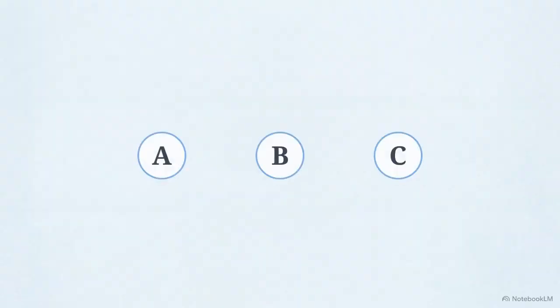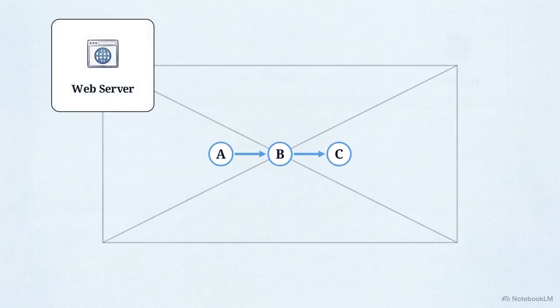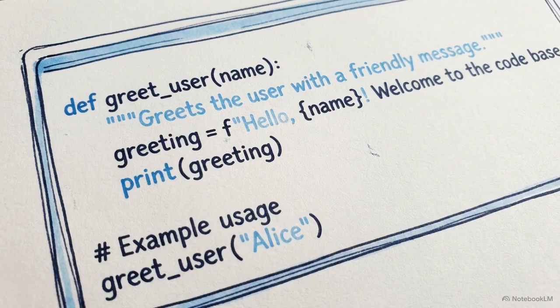This illustrates the directed acyclic graph, or DAG. Tasks are nodes. Execution flows forward, never looping back. To run this, Airflow relies on 4 pillars: web server, executor, metadata DB, and the scheduler, which determines when tasks execute. You write these pipelines entirely in Python.